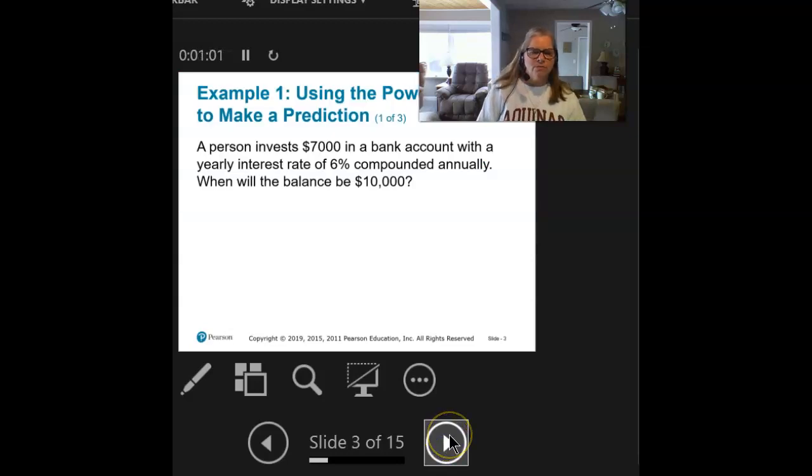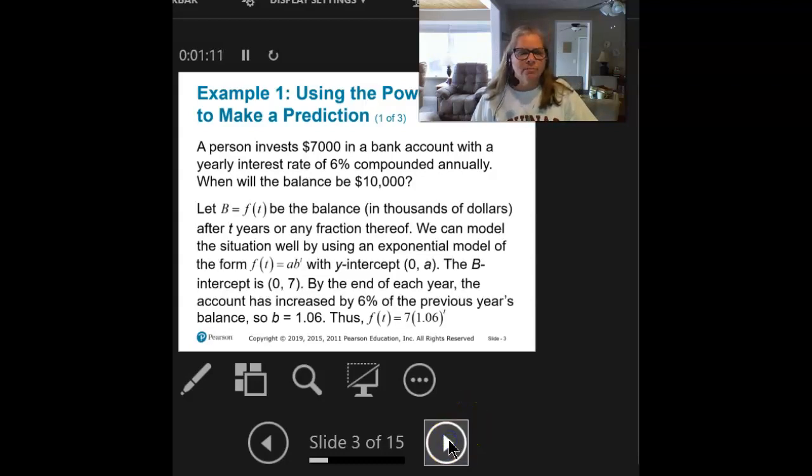So, a person wants to invest $7,000 in a bank account with a yearly interest rate of 6%. It's compounded annually, and they want to know when their balance will be $10,000. So we need to set up a function B for balance, and our balance is going to be in thousands of dollars in t years.